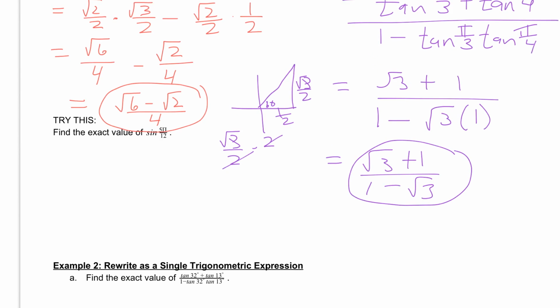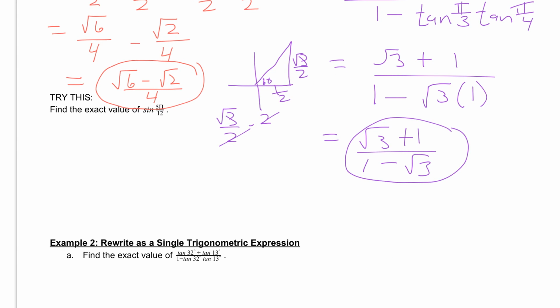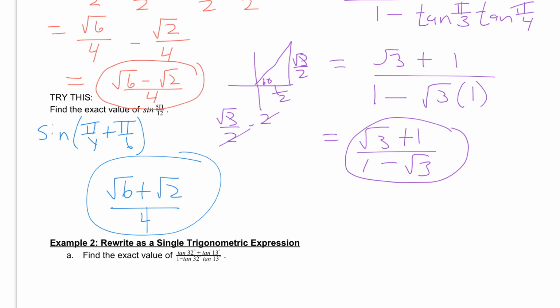Otherwise, I'd like you to go to the try this and try the sine of 5 pi over 12. So pause it now, unpause it when you're ready to check your answer. If you did the try this correctly, you should have changed this originally to the sine of pi over 4 plus pi over 6. And if you did it correctly, your answer should be the square root of 6 plus the square root of 2 all over 4. If you have questions, let me know.